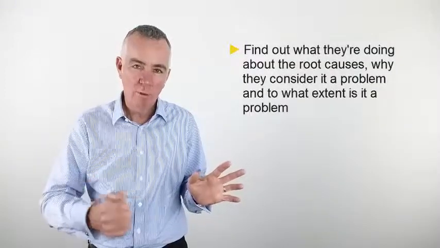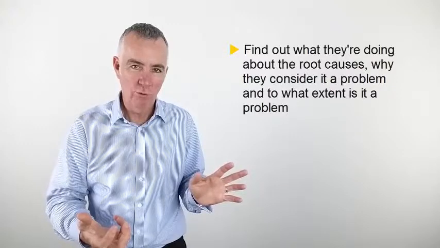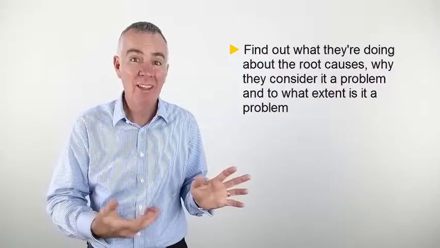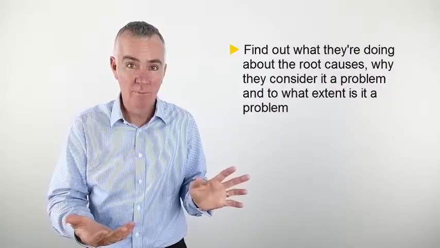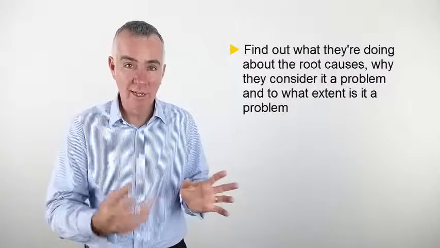And what I need to do is to flush out what the prospect's doing about each of those root causes, and why it is that they're a problem and the extent to which they're a problem. If number 1's a biggie and number 2's not, I need to flush that out. So I need some kind of diagram.